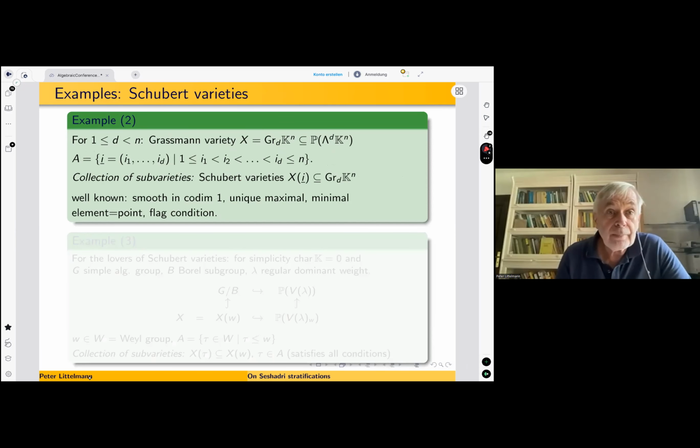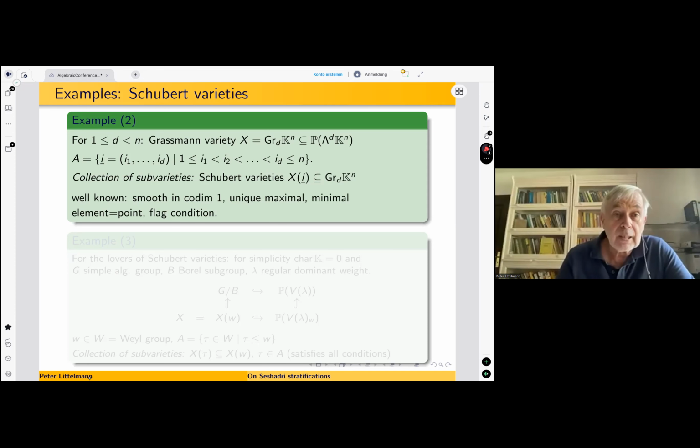So here is another example. We take the Grassmann variety of d-dimensional subspaces of K^n. I embed it via the Plücker embedding in the projective space over the d-th exterior power of K^n. In this case, we always have this famous indexing set of strictly increasing sequences of length d between 1 and n. This set, for example, indexes the canonical basis of the exterior power, but it also indexes the Schubert varieties, which I can find in the Grassmann variety.